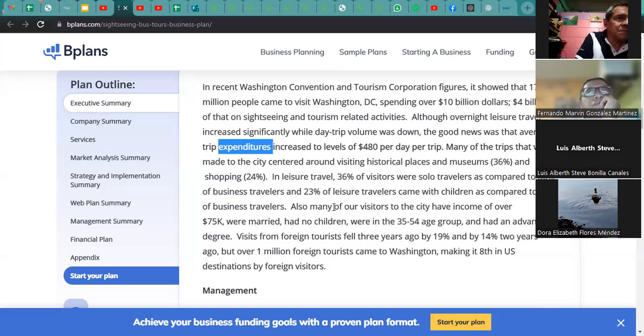Talking about this paragraph, yeah, actually it's something related to money. It's how much money you spent. When you say expenditures, it's a fancy word for saying I spent this amount of money on anything. In this case, it's saying that the average trip expenditures increased to levels of 480 per day. So people are spending more money per day. And the other word I want to ask you about is leisure.